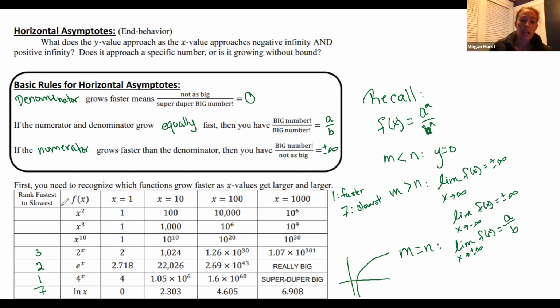But then if we only have polynomial functions here, the larger the degree is going to mean that it's getting larger at a faster rate. So then we're just going to go 4, 5, and then obviously x squared is going to be our slowest.